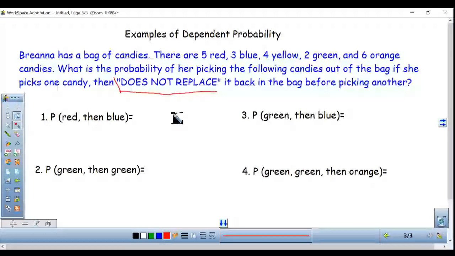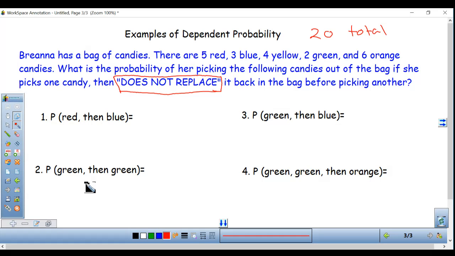Big key word here is does not replace. Does not replace. That changes a lot of things here, and we're going to go over that. But that's very important. As soon as you see the words does not replace or do not replace, you know it is dependent probability. Other than that, it's the same problem. So we know there's still 20 total candies. And let's go ahead and I'll show you number 1, and I'll show you how it changes.